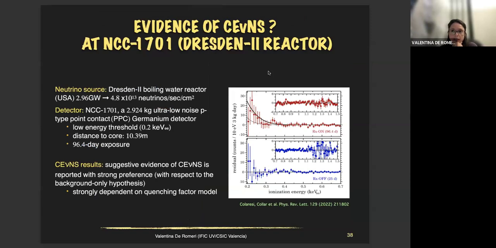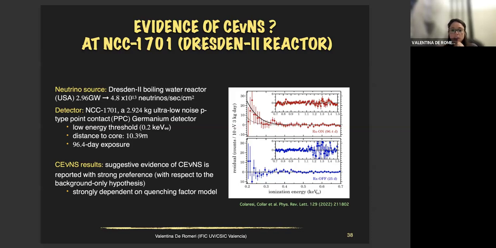So concerning reactor experiments, at present, let's say none of them has really observed the process, apart from this claim by this experiment using reactor neutrinos from the Dresden-II reactor in the US. Other experiments like CONUS and CONNIE have already released very interesting results and set some upper limits on the cross-section, but they did not really observe the process.